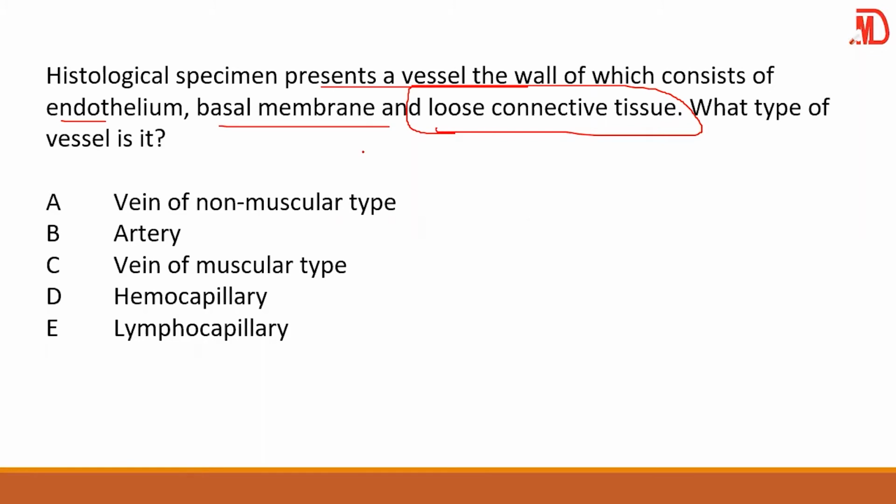All right. So first of all, you are thinking of a vein. But what type of vein is it? Is it a muscular type of vein? No, because nothing of muscle has been shown over here. So over here, we are thinking of a vein of a non-muscular type. So your answer is A. Vein of a non-muscular type.